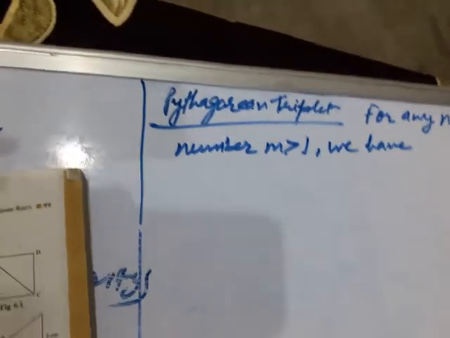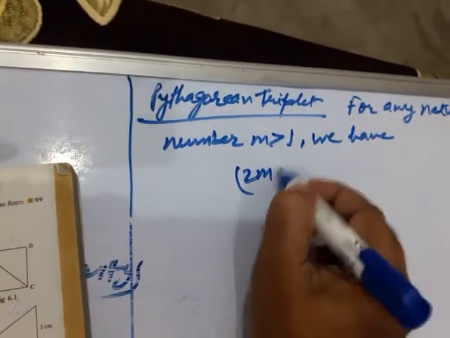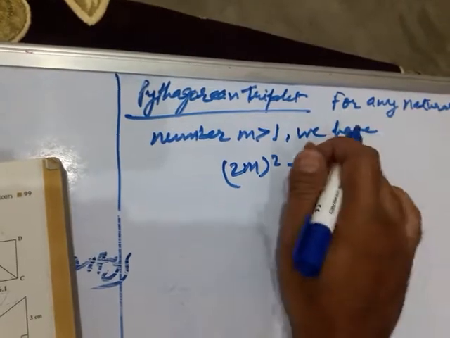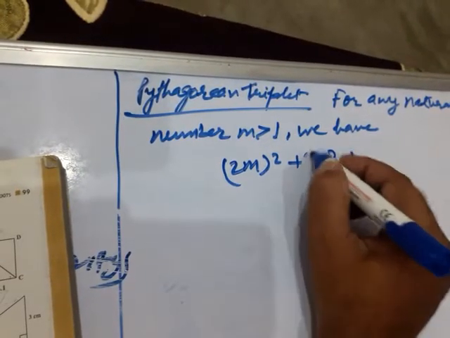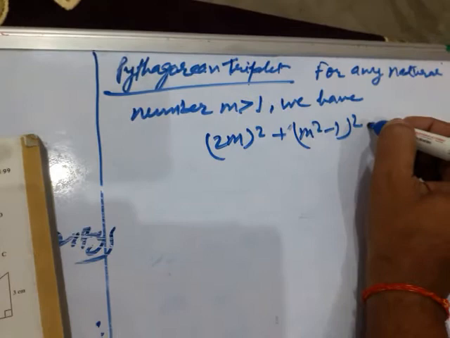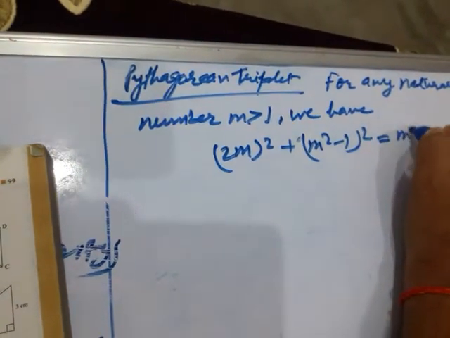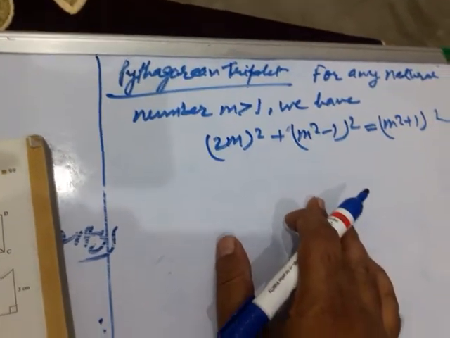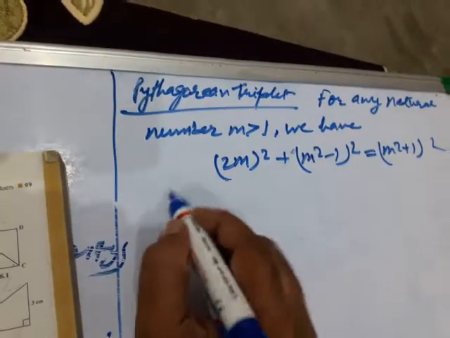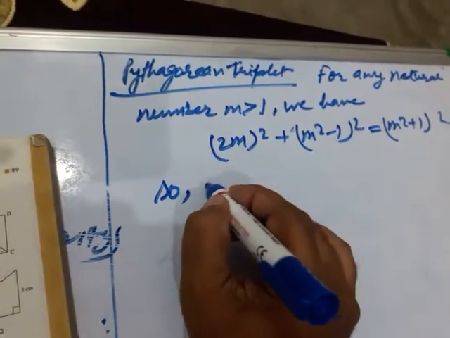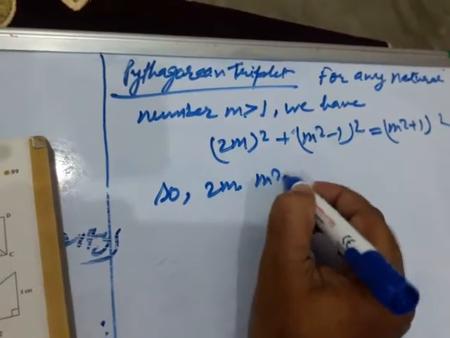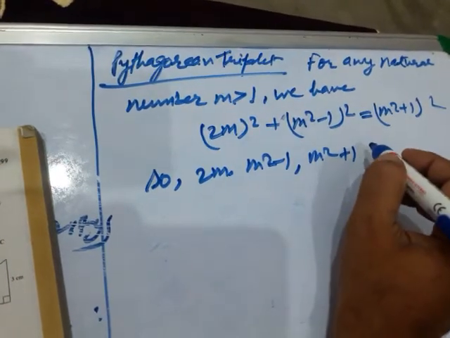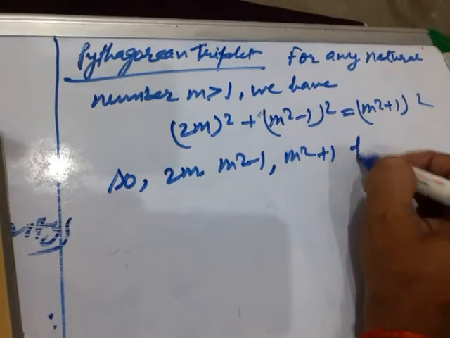We have (2m) squared plus (m squared minus 1) squared equals (m squared plus 1) squared. Clear? If this condition is satisfied, then 2m, m squared minus 1 and m squared plus 1 form a Pythagorean triplet.